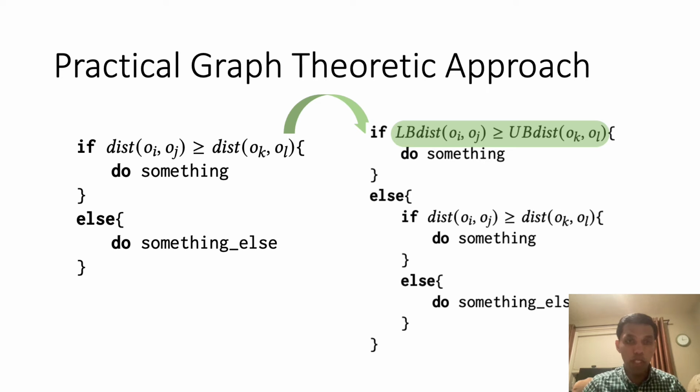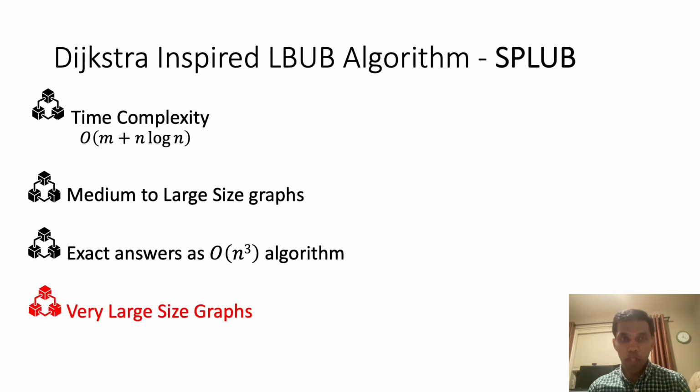And how do we do it? We will explain them in the paper and in the talk. So instead of a cubic algorithm, now we have an order of m plus n log n algorithm, which scales very well to medium to large size graphs, but does not scale very well for very large graph settings.